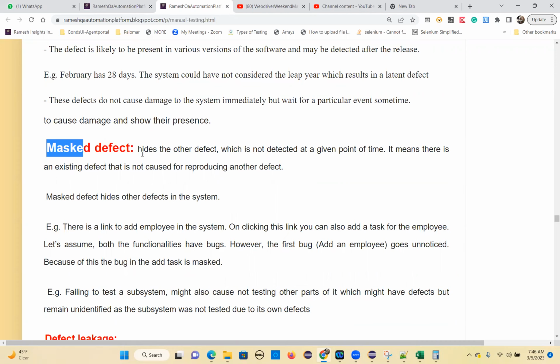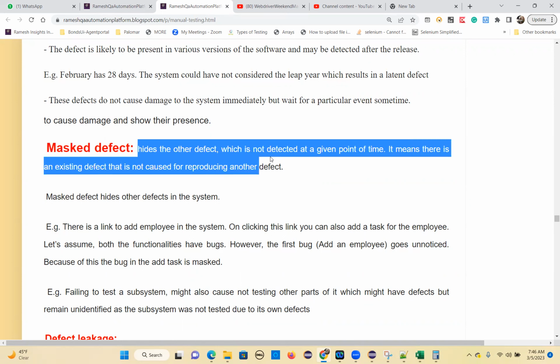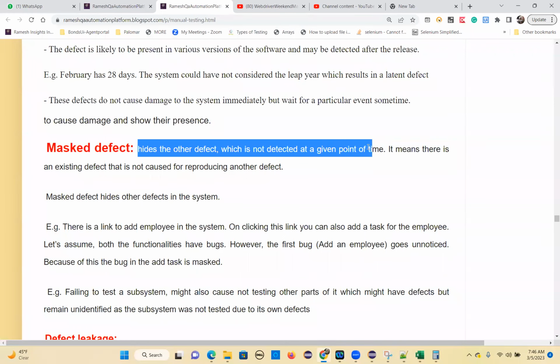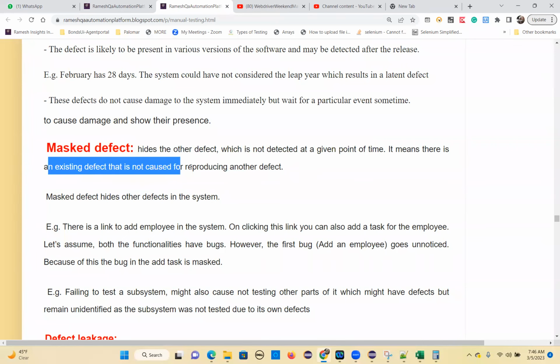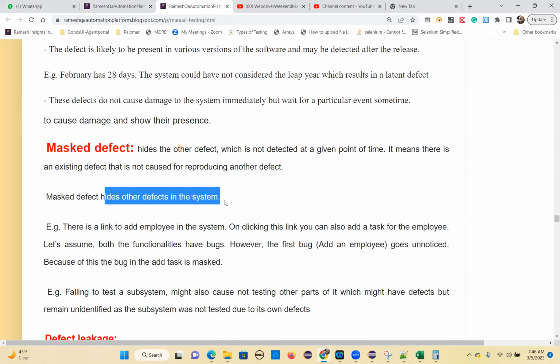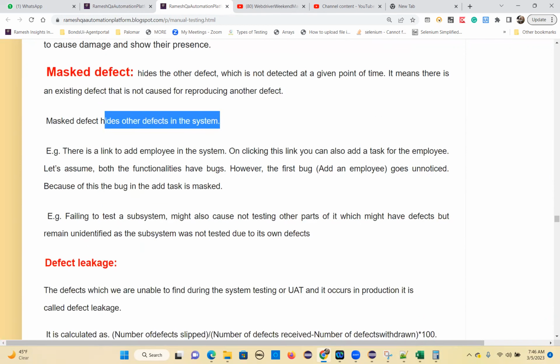So one defect hides the other defect, which is not detected at a given point of time. It means there is an existing defect that prevents reproducing another defect. Because of this bug, you are not able to reproduce the other bug because you cannot go there. That is the reason this is called a masked defect. A masked defect hides other defects in the application.